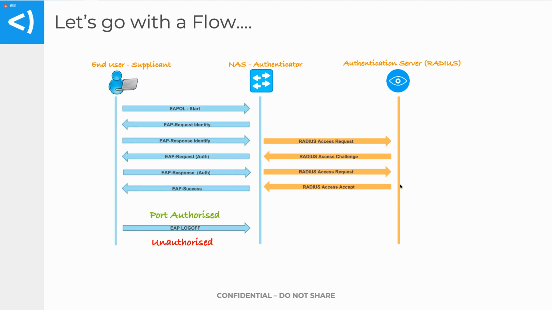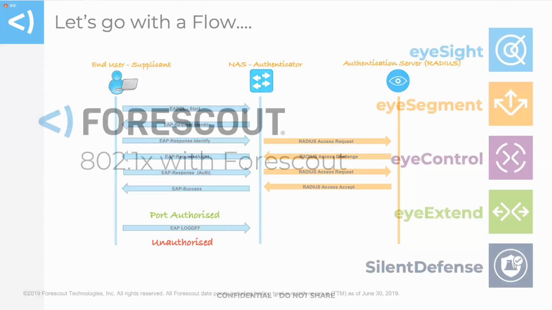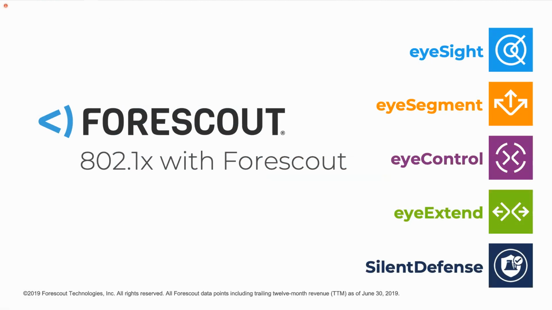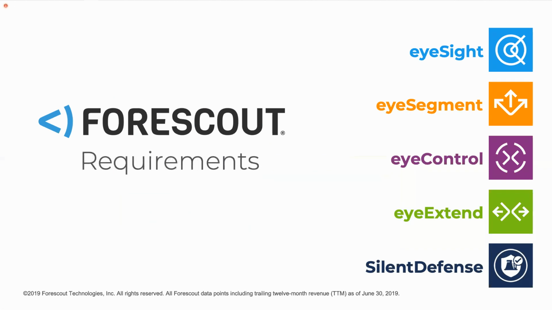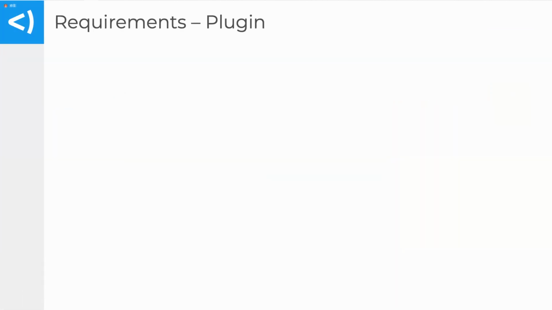Now, that's the standard functionality or the standard flow of 802.1x or a Radius server that you might have in your environment. Now, let's look at how 802.1x works with Forescout. What are the prerequisites or requirements to do that? The first requirement is, of course, to have the latest version of Forescout, which in our case is 8.2. That doesn't mean that we do not have 8.1. All I'm saying is I'm talking about the latest version that we have.